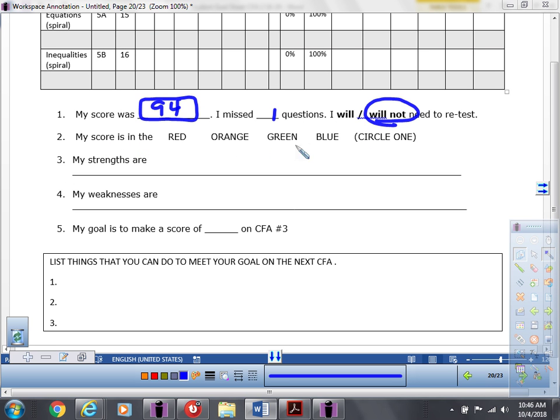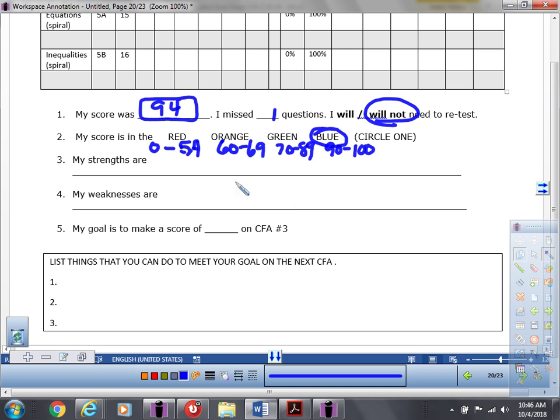Now the scores, these are the colors. Remember, red is you failed it. So if you made between 0 and 59, you are in the red. Circle red if you made a score between 0 and 59. If you're in the orange, that means you scored a D, 60 to 69. If you're in the green, you were a 70 to 89. Blue is for people who made A's, so that was 90 to 100. So look at where your score is. Like this person would have been blue, so you circle blue, because that's this score right here.